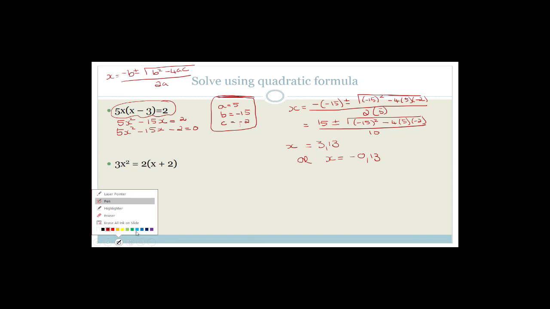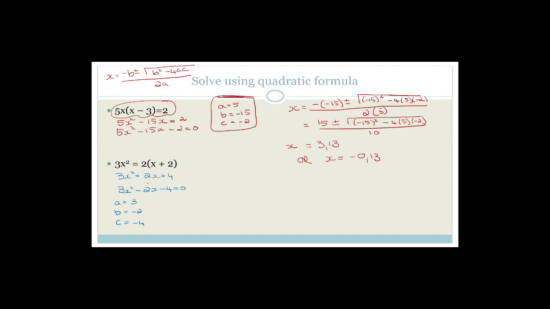Okay, let's just change color. So again, we have to multiply it out. So let's get it into the quadratic equation form. So it becomes 3x squared is equal to 2x plus 4. So it becomes 3x squared minus 2x minus 4 equals 0. So therefore a is 3, b is minus 2, and c is minus 4.